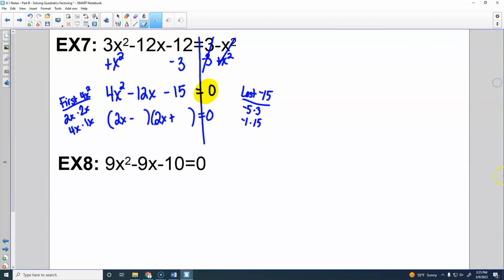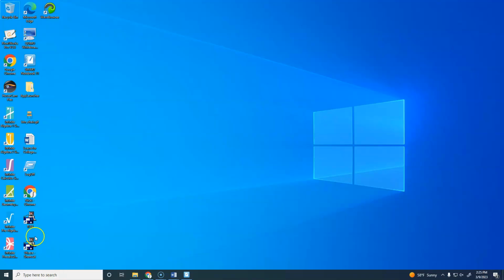You guys want to see something cool? You want to see a band calculator that you cannot use under any circumstances in my class?